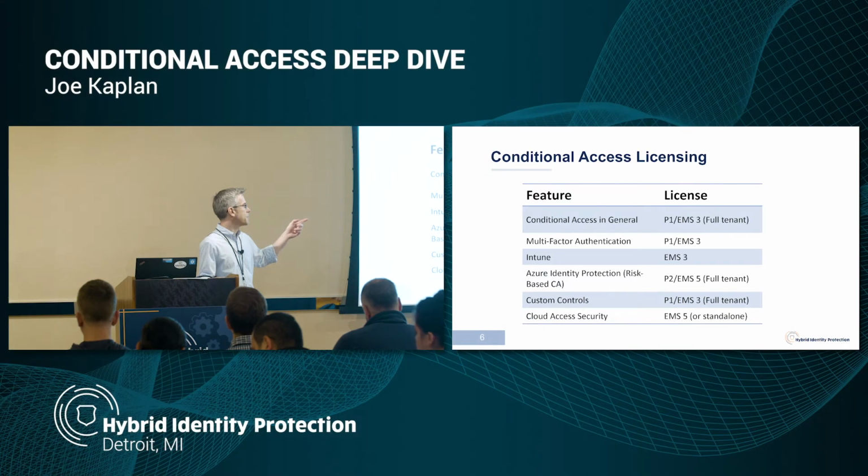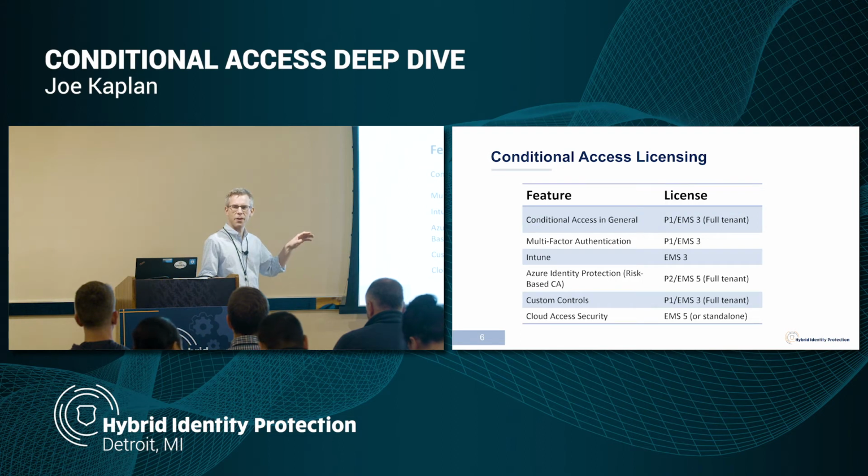Authentications, P1, EMS E3. Intune is EMS E3 or E5. So identity protection, which figures into conditional access a little bit, is also a P2 or EMS E5 feature. This is the sign-in risk stuff, and we'll talk about how that works within conditional access as we go through it.